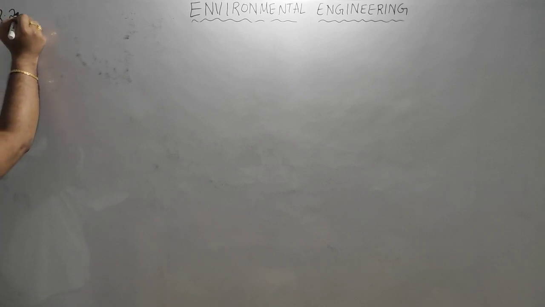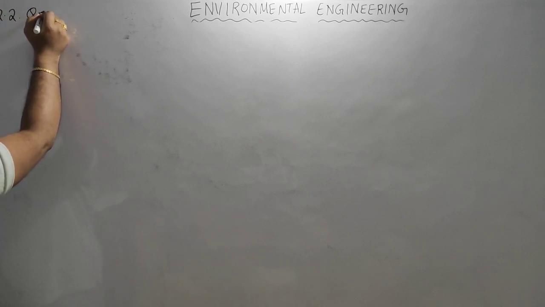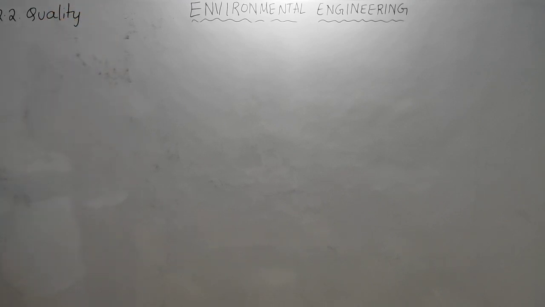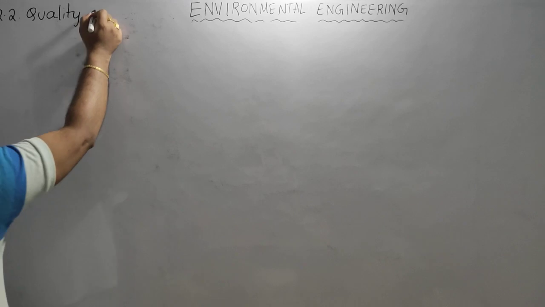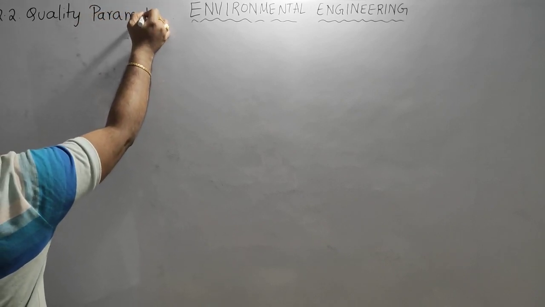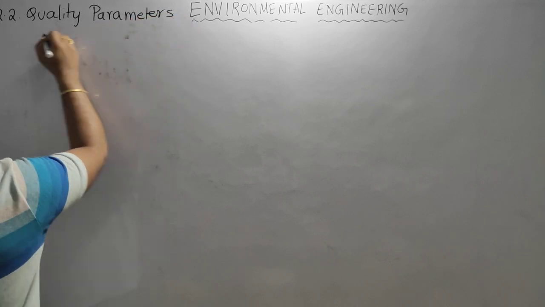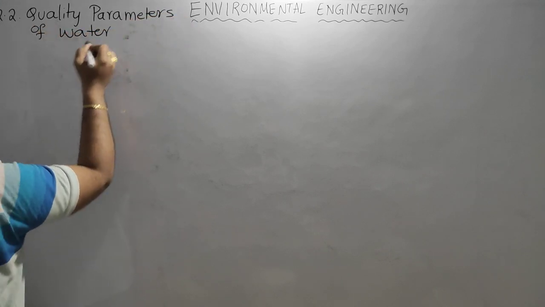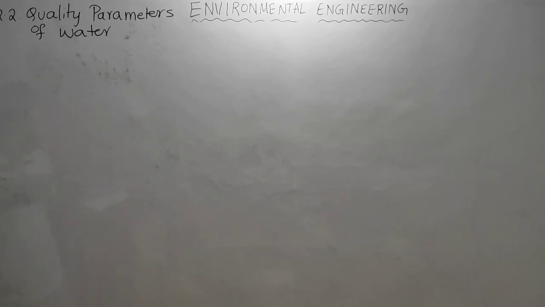Two point two as per your worksheet. 2.2, quality parameters of water. Let us start with the first question. It is a theoretical question.